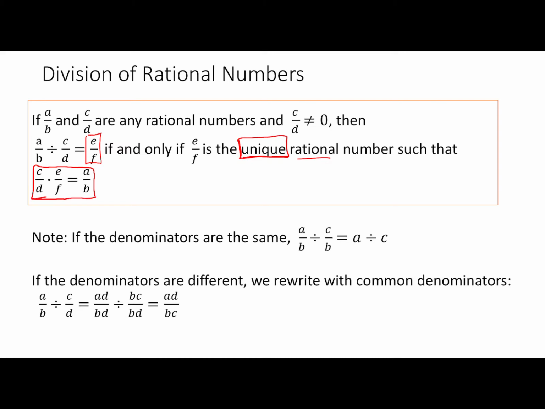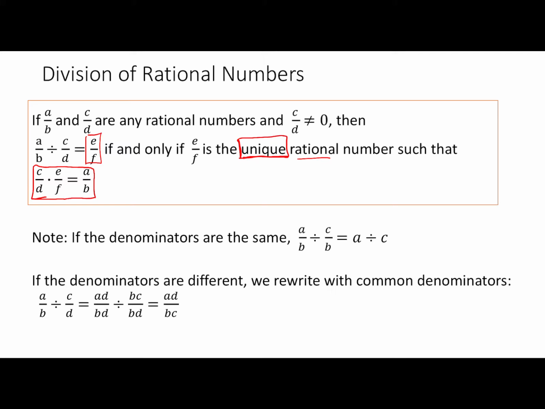We define division in terms of multiplication. The only difference here is that now we're dealing with rational numbers, so instead of writing whole numbers or integers, we're writing a rational number. Notice if we're dividing two rational numbers that have the same denominator, then it's sufficient just to divide the numerators. If our denominators are different, we can rewrite with common denominators, and then it's sufficient to divide the numerators.